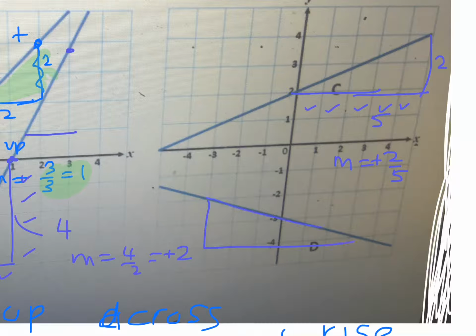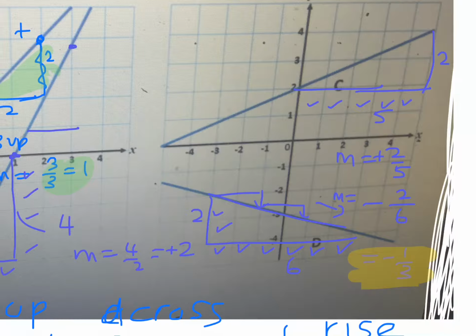This one here, this one's going down. For every one you go across, when you're going down like that, that will be a negative slope. So the gradient would be 2 up here, 1, 2, and 1, 2, 3, 4, 5, 6 across. So the gradient is 2 on 6. So it is minus 1 on 3. Minus 1 on 3.